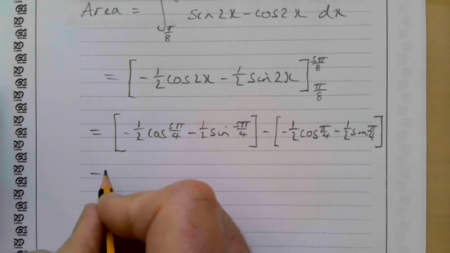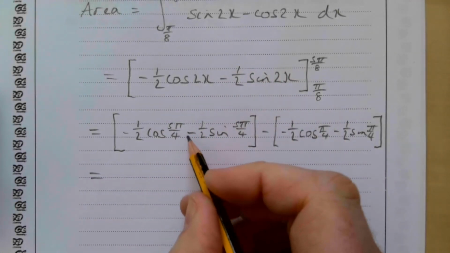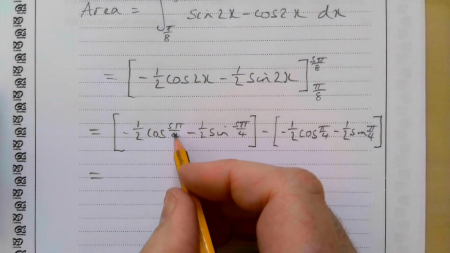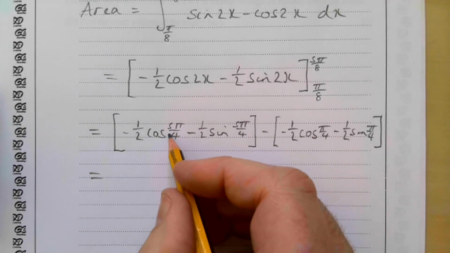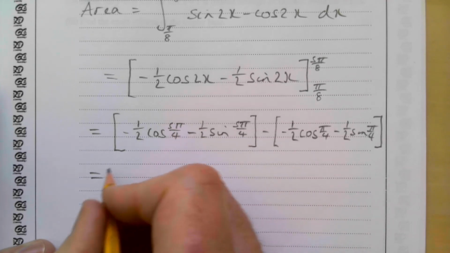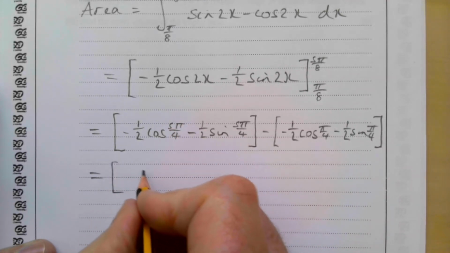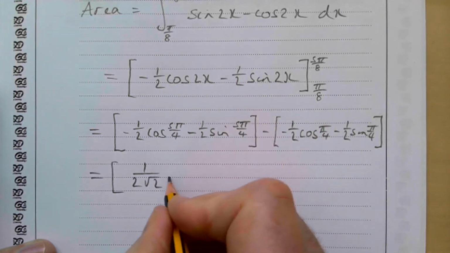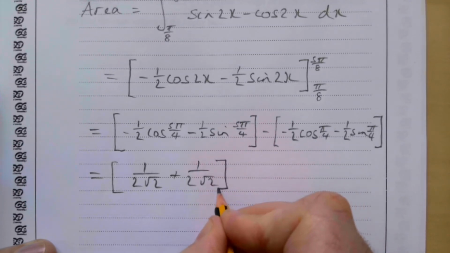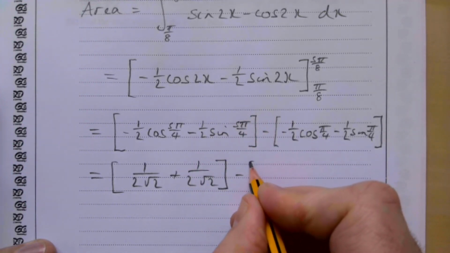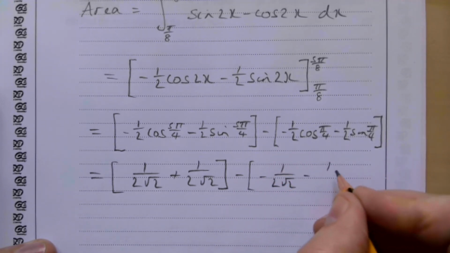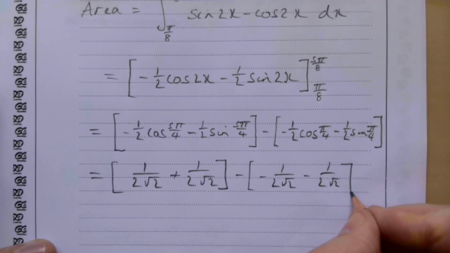So what are these going to give us? Cos and sine, you're in the third quadrant here, so those are both going to be negative. So cos 5 pi over 4, just put in your calculator, you get 1 over root 2 each time, but it's a negative 1 over root 2 for the 5 pi over 4, so this is going to give us 1 over 2 root 2 plus 1 over 2 root 2 minus 1 over 2 root 2 minus 1 over 2 root 2.